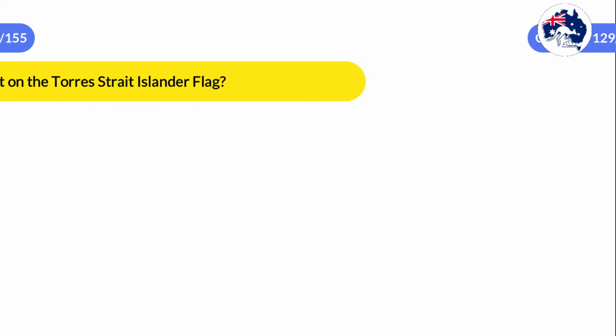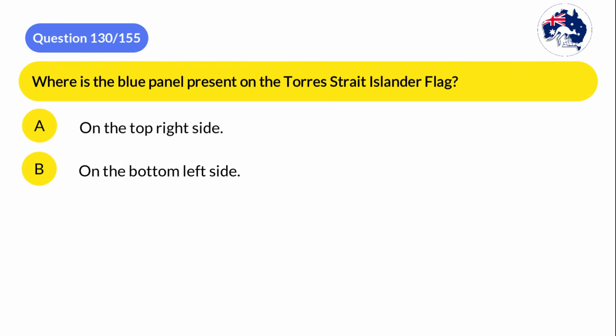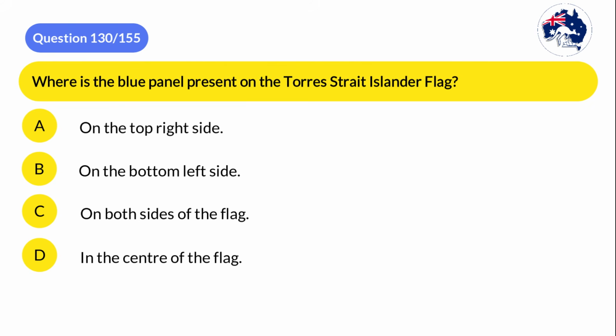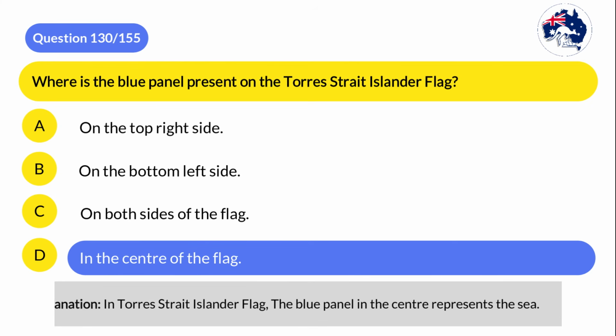Question 130. Where is the blue panel present on the Torres Strait Islander flag? A. On the top right side. B. On the bottom left side. C. On both sides of the flag. D. In the center of the flag. The correct answer is D. In the center of the flag. Explanation: in Torres Strait Islander flag, the blue panel in the center represents the sea.